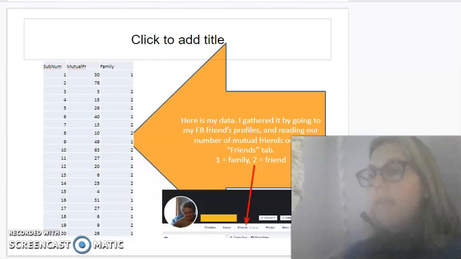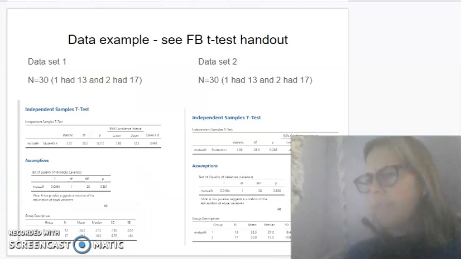And then my family category: a 1 if that person is a family member, 2 if a person is a friend. When you go on Facebook, you can see your friends, and it tells you who the mutual friends are that you have with those people. So again, kind of a simple, silly example here. Then I went through and created data for this. I used my actual data, and then I made up and fudged some data.